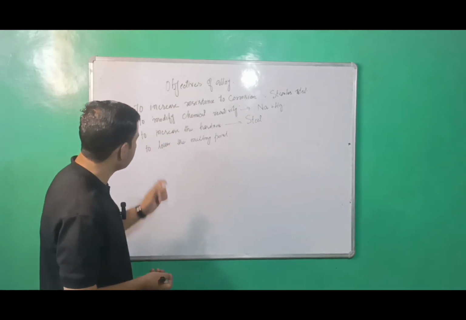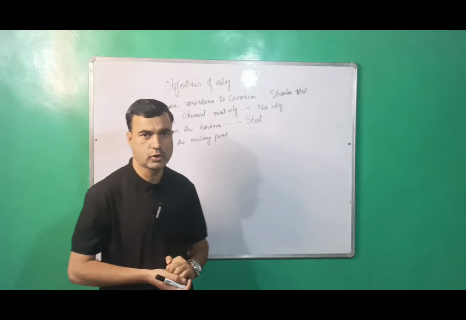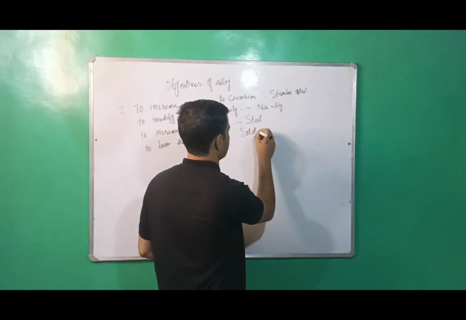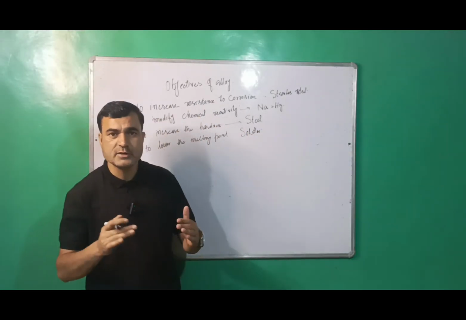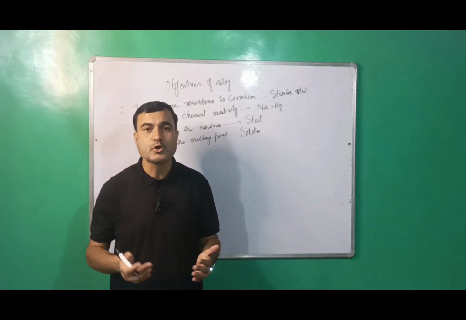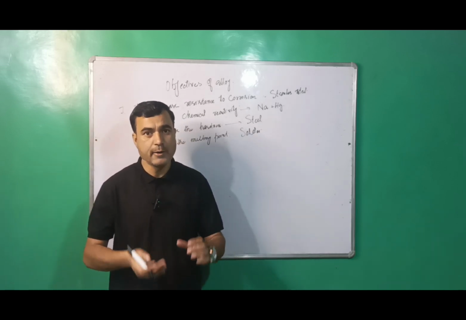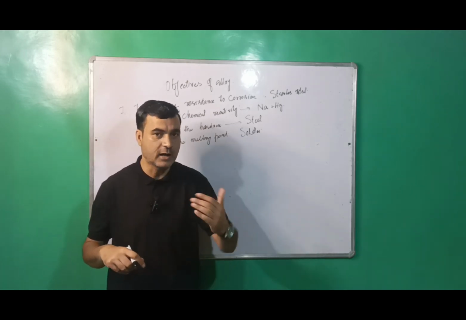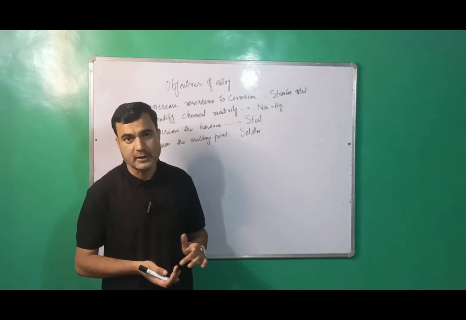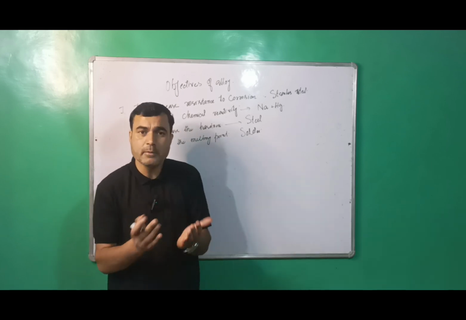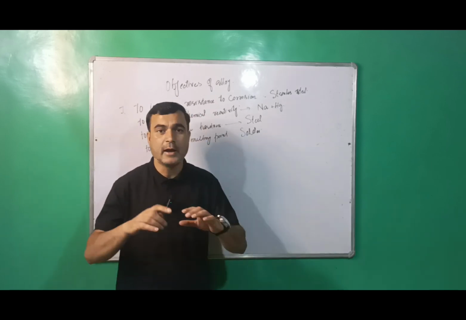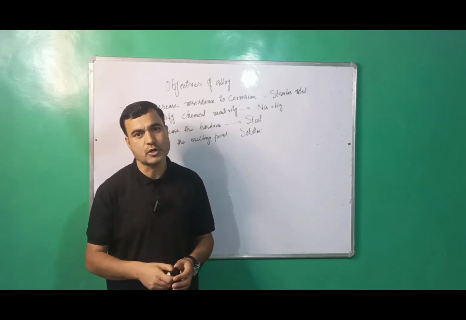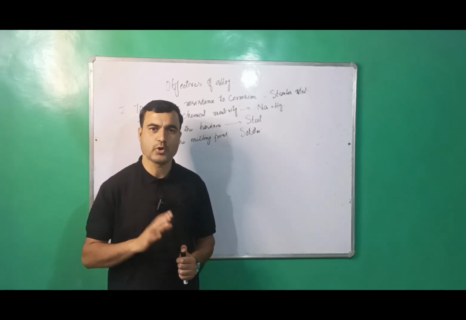And the last one I have discussed is to lower the melting point. There is an alloy which we call solder. When its melting point is decreased, it can be used for welding purposes. If we take a pure metal, its melting point is high, so we cannot use such metals for welding purposes. But when we make an alloy like solder, its melting point is lowered. When the current is passed through it, it melts and it is used for welding purposes. Hope you have understood it.